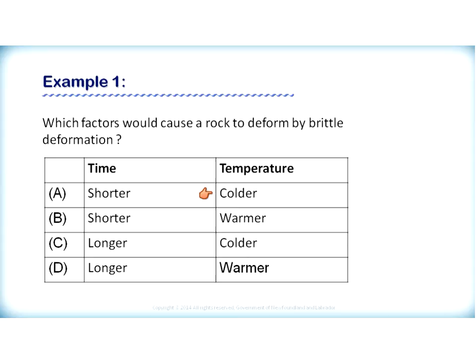So the answer to this question would be A. Brittle deformation occurs when stresses are put on a rock over a shorter time, and generally if the rock is in a colder environment. So the answer to this question will be A.